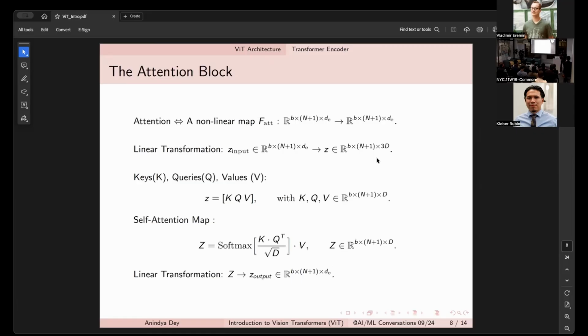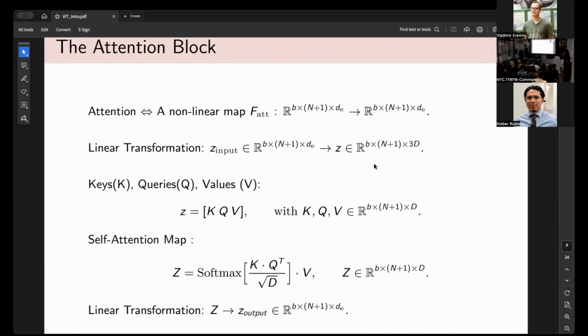So now we come to the most important part, the attention block. The attention is basically a nonlinear map, F hat, which maps the 3D tensor that I had written down to another 3D tensor, but of the same shape. So it's a nonlinear map, but it keeps the same shape. To begin with, it was b times (n plus 1) times d_e, and it remains that. There are several steps in this nonlinear map.